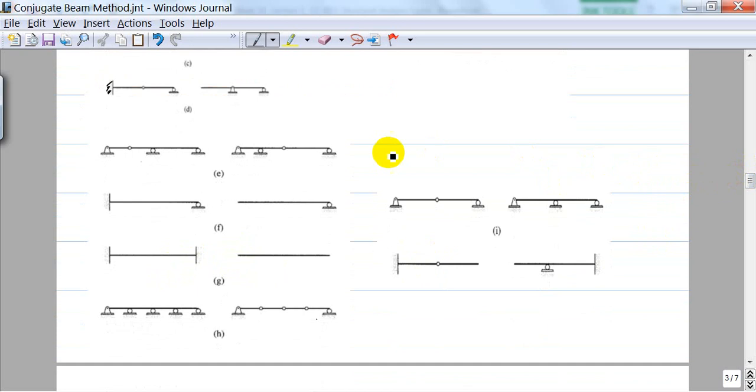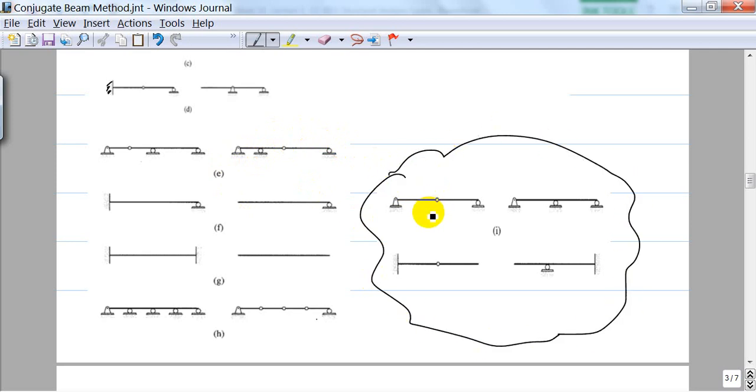So these are some of the examples of how to convert a normal beam to a conjugate beam. This is a normal real beam: end pin becomes end pin, internal hinge becomes internal roller, internal roller becomes internal hinge, and external roller remains external roller. The ones on the left side are real beams and the ones on the right side are conjugate beams. These are another set of examples, where these are real beams and these are conjugate beams.